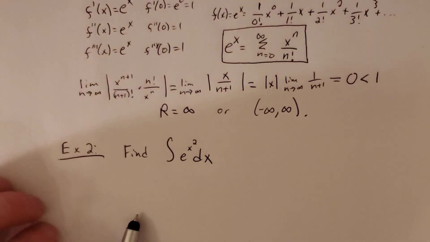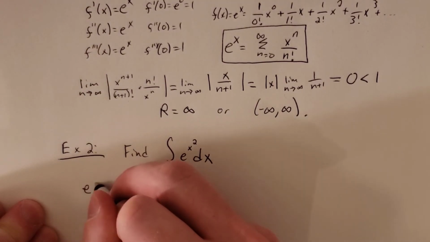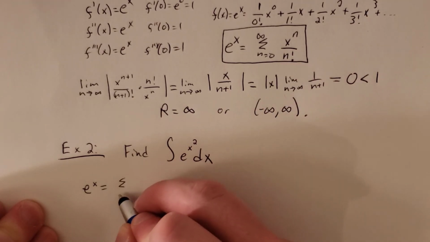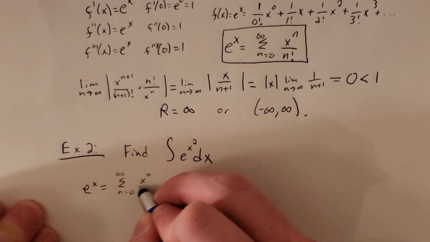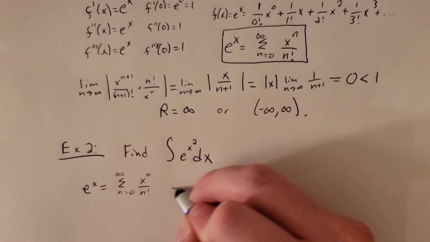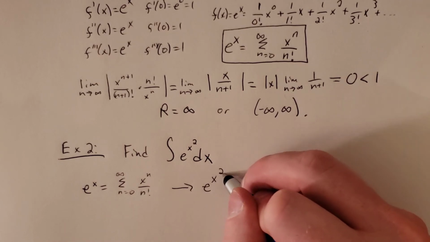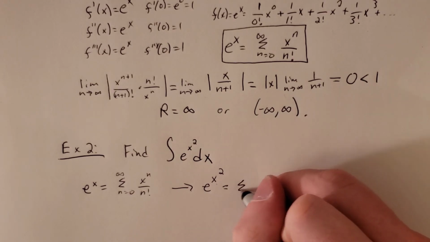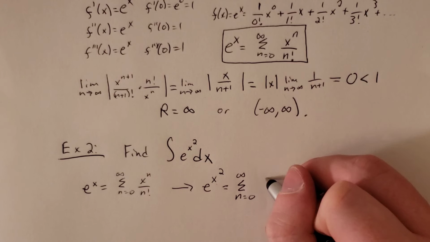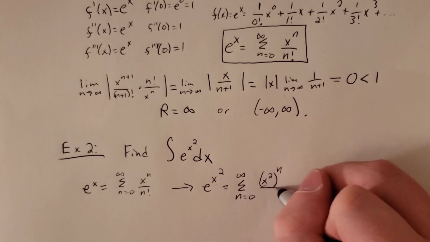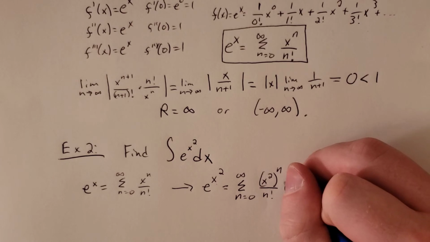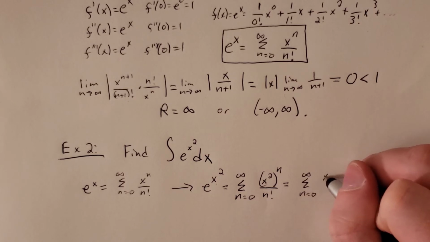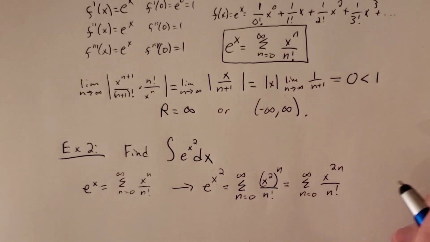So how do we do that? Well, recall that e to the x is this series right here. So that is the sum from n equals 0 to infinity of x to the n over n factorial. And so, what is e to the x squared? Well, here we replace x with x squared. So this is the series from n equals 0 to infinity of x squared raised to the n all over n factorial. Or in other words, the series from n equals 0 to infinity of x to the 2n over n factorial.